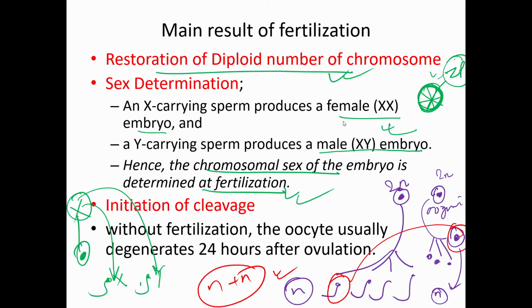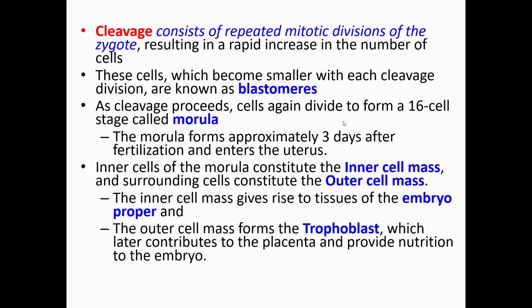And what if there is no fertilization? Then the oocyte usually degenerates within 24 hours of ovulation, and the degenerated oocyte is a secondary oocyte. It's not an ovum. Okay, am I clear so far? Am I audible? If there's any confusion, you can text me or raise your hand and ask.